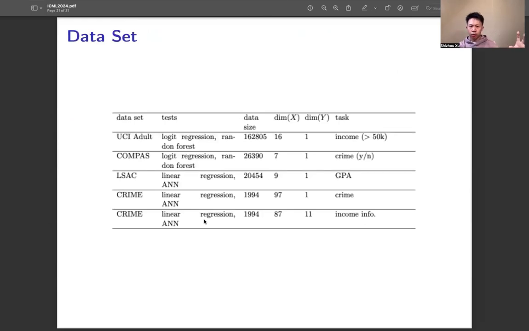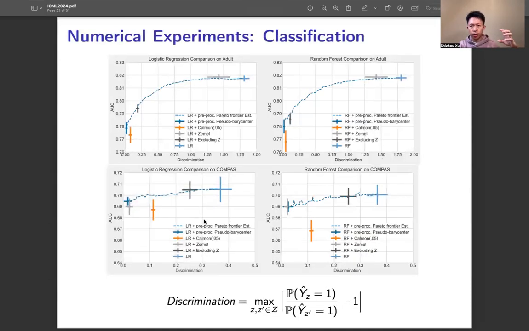We test our method on several real data sets, and we test using logistic regression and random forest on classification and compare the result with the state-of-the-art learning representation methods. So here on the vertical axis, it's the area under the curve, so higher is better. On the horizontal axis, it's the quantification of discrimination using this definition. And for each of the crosses on the plot, the center is the average for cross-validation, and the horizontal and vertical sticks out are the standard deviation.